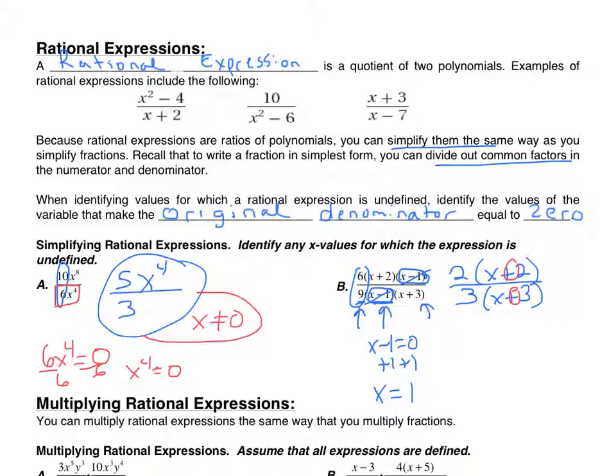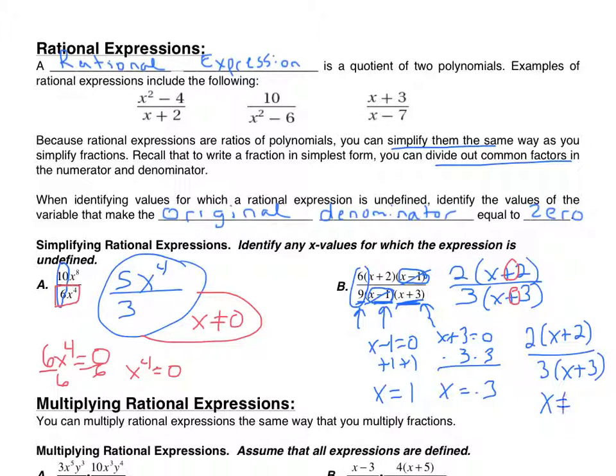And then I also need to set x plus 3 equal to 0. Subtract 3, and I get x equals negative 3. So if I were to plug in negative 3, this would become 0. Negative 3 plus 3 is 0. 0 times anything is 0. So my final answer is going to be 2 times x plus 2 over 3 times x plus 3 when x is not equal to 1 or negative 3. Because if they were equal to 1 or negative 3, then the fraction would be undefined and it wouldn't be simplifiable anyway.